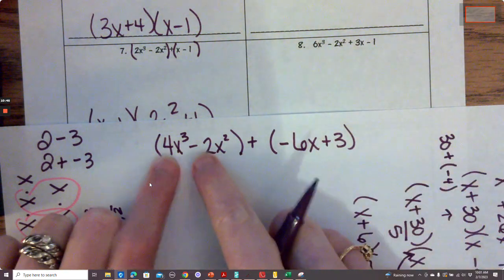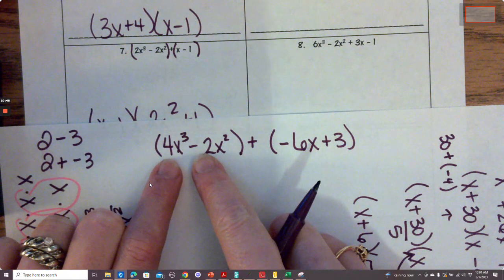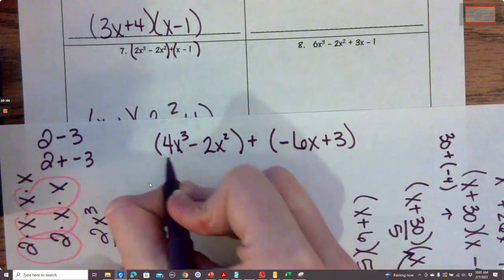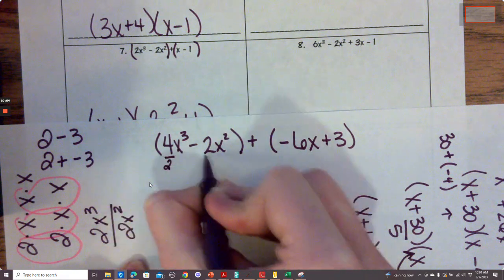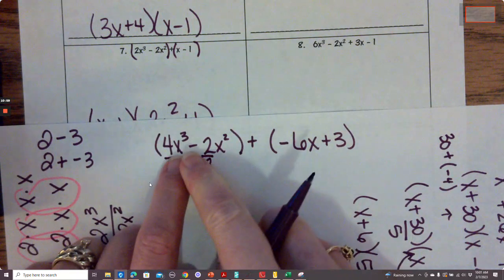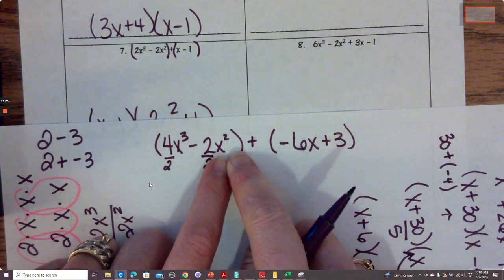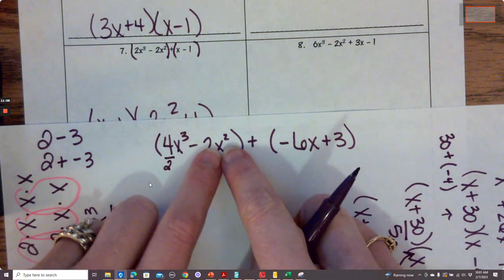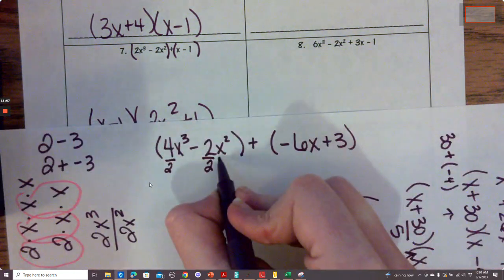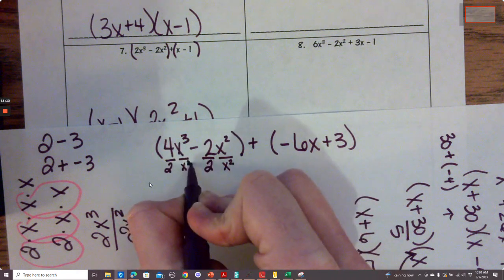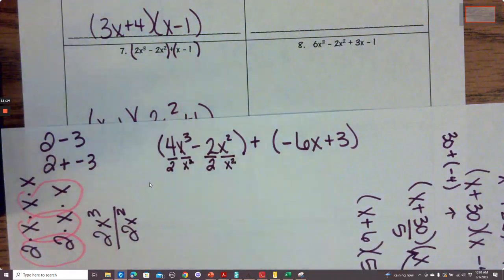What's a common factor between 4 and 2? 2, right? So I can divide this by 2, and I can divide this by 2. Okay. X cubed and x squared. Always go with the smaller exponent. X squared, I can divide this by x squared, which means I can divide this by x squared. As long as the exponent's bigger, you can divide it by a smaller exponent.